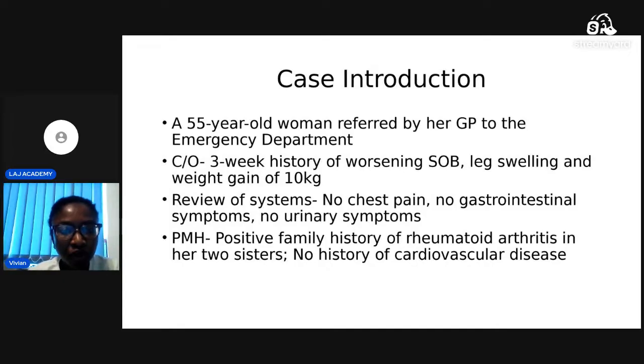A 55-year-old woman referred by her GP to the emergency department with a 3 week history of worsening shortness of breath, leg swelling, and weight gain of about 10 kg. She had no urinary symptoms, no chest pain, no gastrointestinal symptoms, at least none was written. In her past medical history, there's a positive family history of rheumatoid arthritis in her sisters, but she has no history of cardiovascular disease.